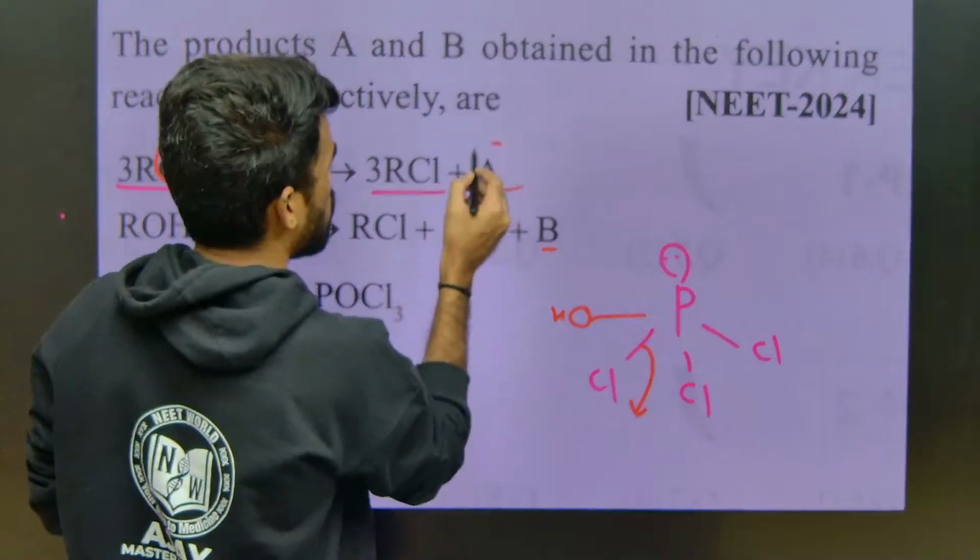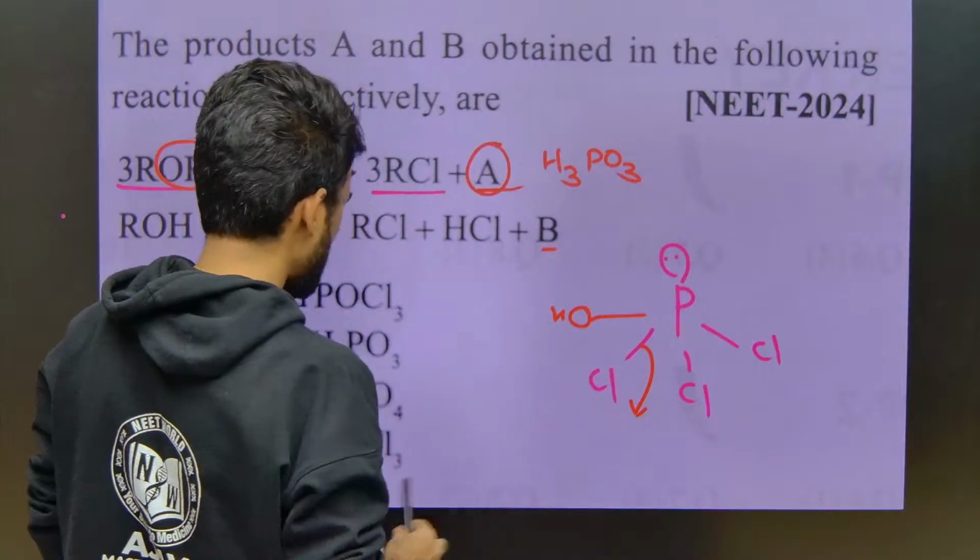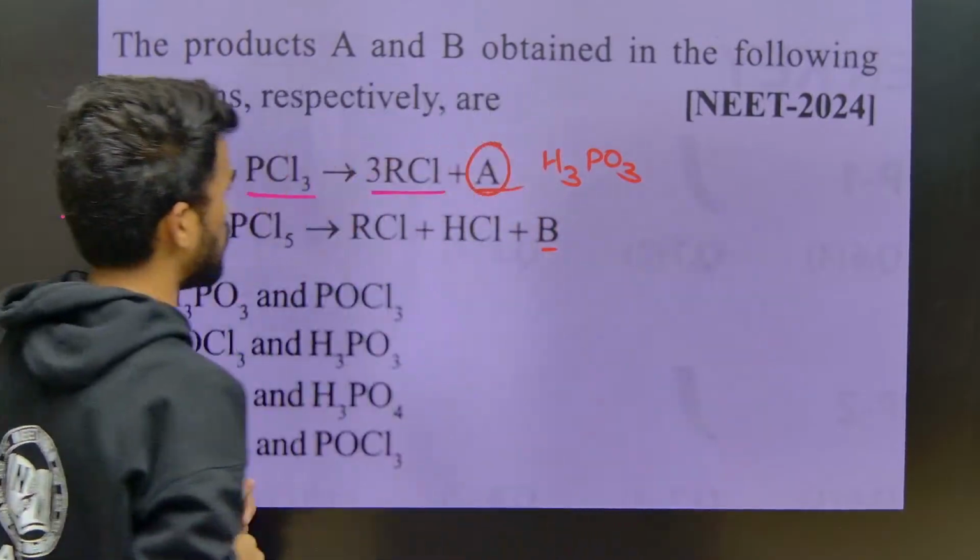Therefore, what will be our product here? Our product will be H3PO3. H3PO3 is our product A.